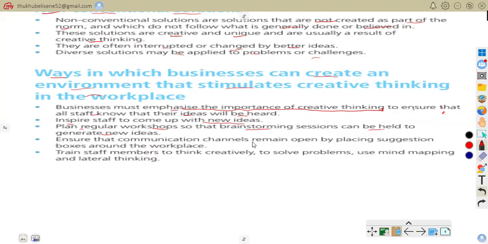Ensure that communication channels remain open by placing suggestion boxes around the workplace. So you ensure open communication through suggestion boxes. Allow free sharing of ideas. Train staff members to think creatively to solve problems, using mind mapping and lateral thinking. So teach skills like mind mapping and problem solving. For example, workshops on creative thinking techniques. So let us move on.